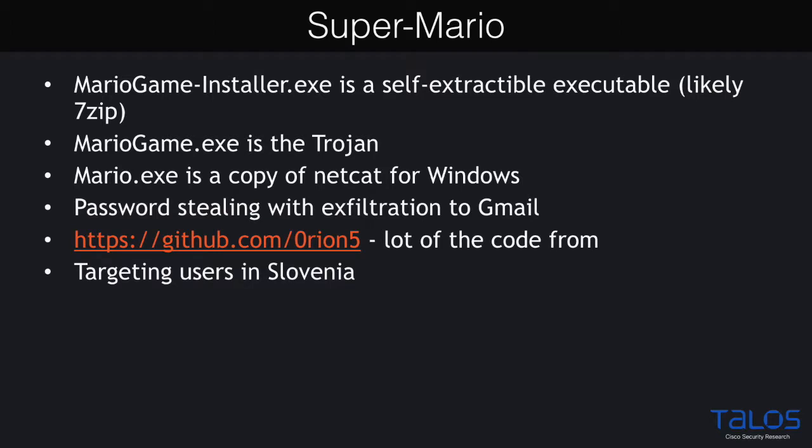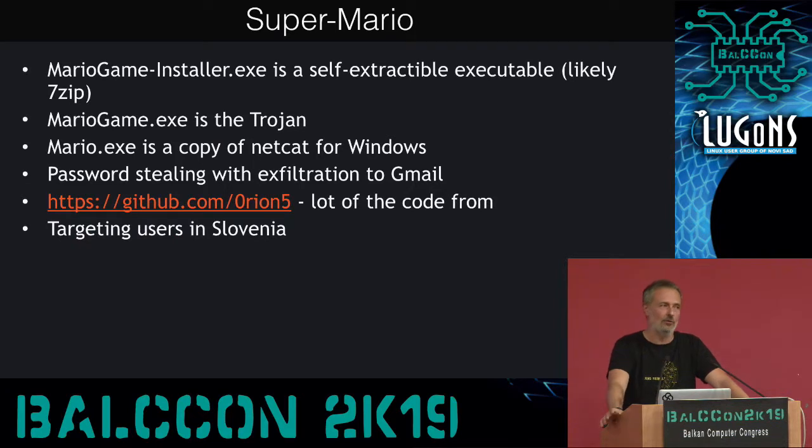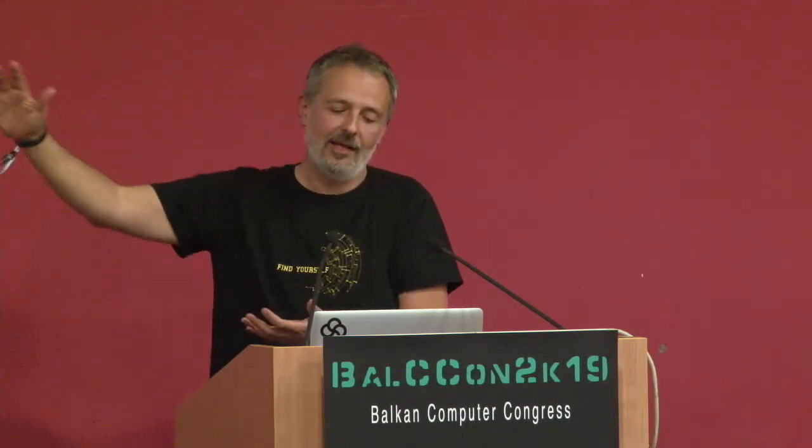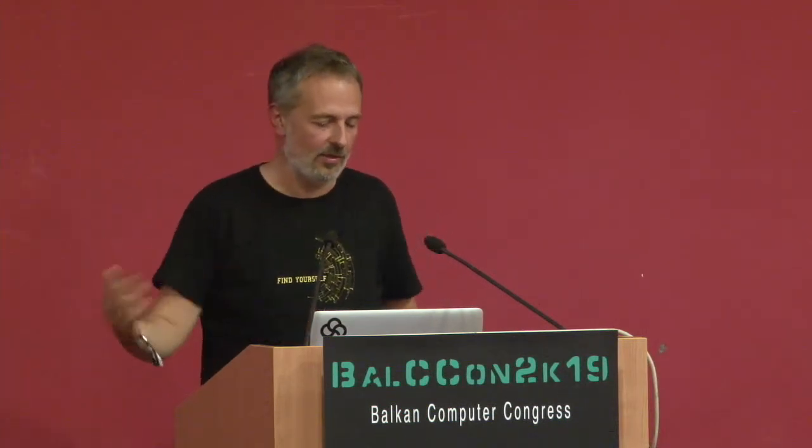So the game installer was called Mario Game Installer.exe. I wasn't able to find it, so I don't know where the attackers hosted this. I wasn't able to find mariogame.exe, which is the actual dropper for the rest of the components. I found mario.exe because it's a copy of Netcat for Windows. When the attacker is exfiltrating some of the data, they are using this mario.exe to pipe that data to a remote site. So they're using that for exfiltration.